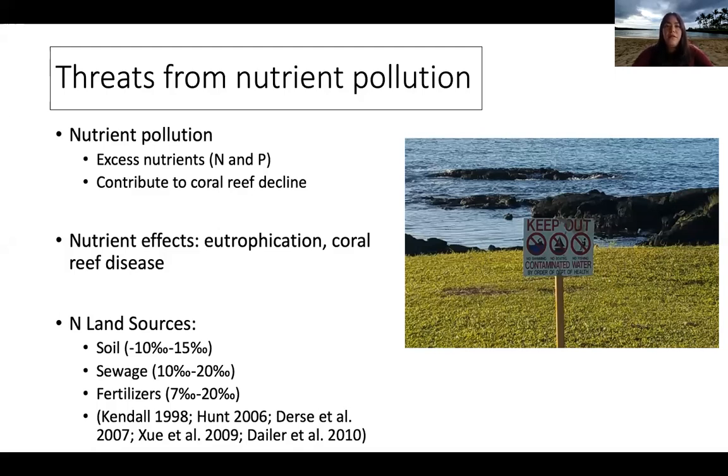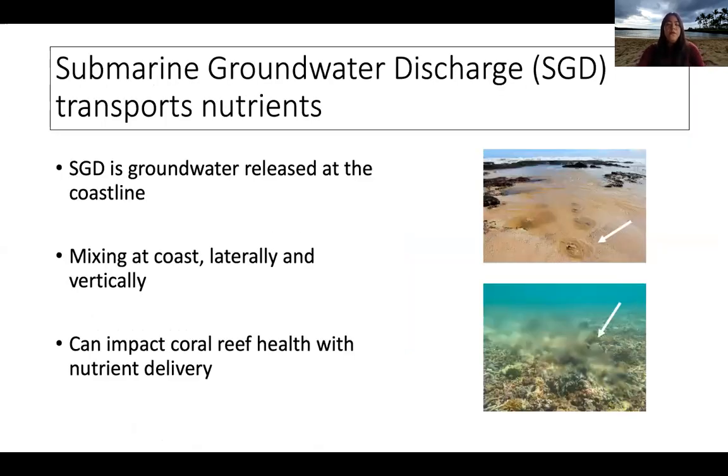And using stable isotopes, we can identify certain sources that are going into the water through certain ranges that have been established through other studies. So how are these nutrients getting to the waters or being transported to the waters? In areas where there's not major rivers or deltas, there's something called submarine groundwater discharge.